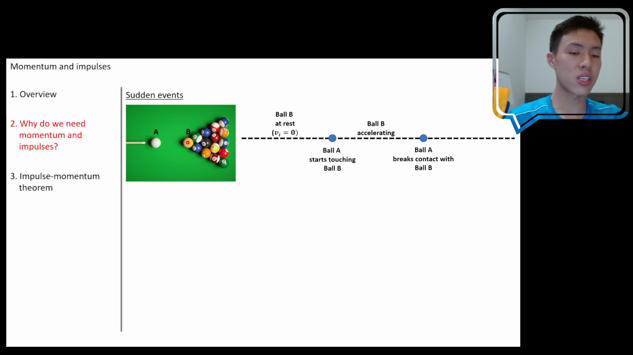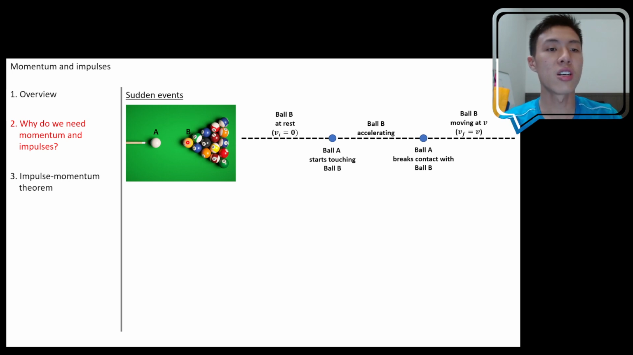Then ball B will continue to move with a new velocity, v. Initially the velocity of ball B was 0. At the end of this event, ball B will be moving at a new velocity, which is v. The event that we are talking about is the process in which ball A starts to touch ball B until ball B breaks away from ball A. The short moment of contact is the event that we are interested in.